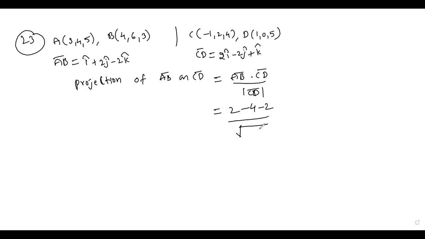By magnitude of CD bar, 2 square 4 plus 4 plus 1. 2 to cancel. Minus 4 by this is root 9. Root 9 means what? 3. So easily we can do. But in the solution, another way is there, but you can follow this also. So option C is the correct one. Okay. Next.